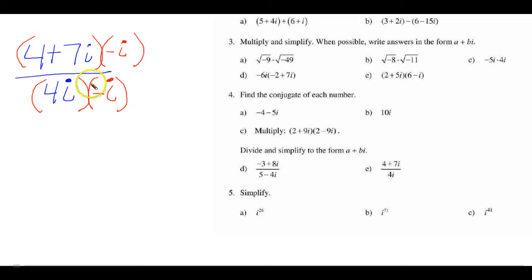Now you could put the 4 there if you want, but then you're going to have to cancel it out later. So it's really easier this way. So our numerator becomes a negative 4i, and this becomes a negative 7i squared. And this is going to be over a negative 4i squared.